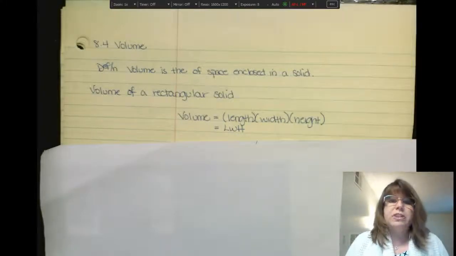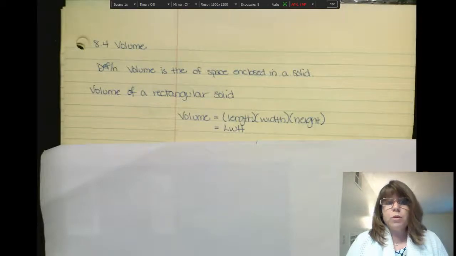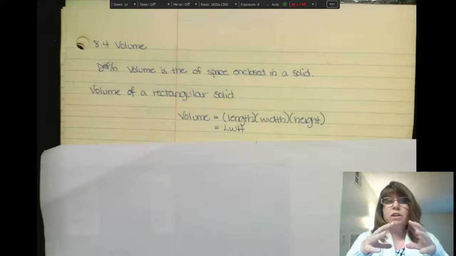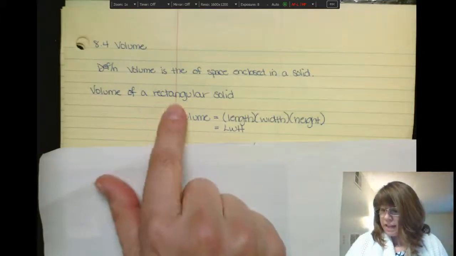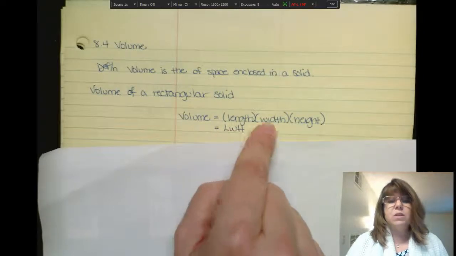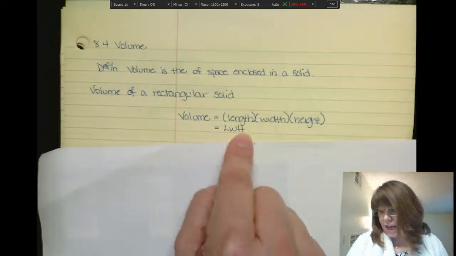Welcome to lecture 8.4. We're going to discuss volume. Now, volume is the space enclosed in a solid. We're going to start off kind of slow and move into more irregular shapes. So the volume of a rectangular solid would be the length times the width times the height. So L times W times H.